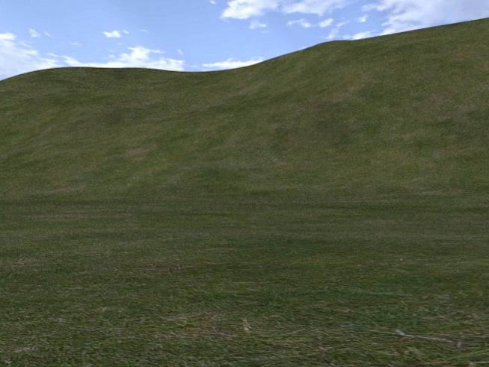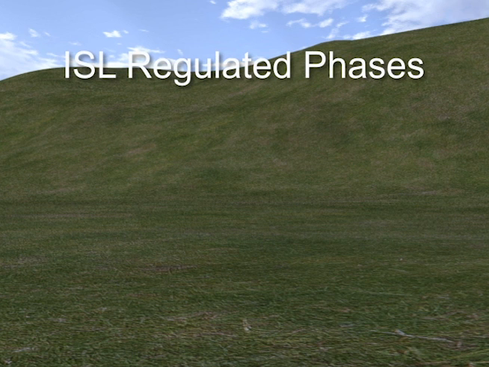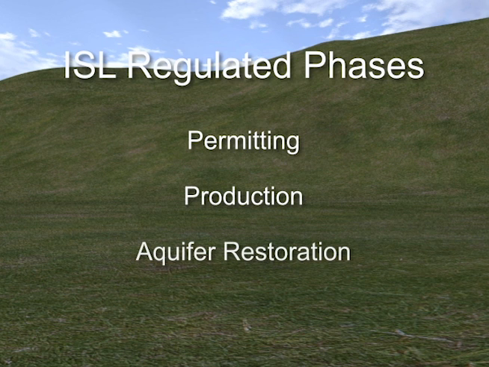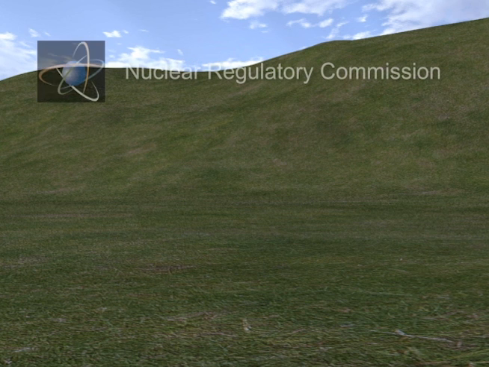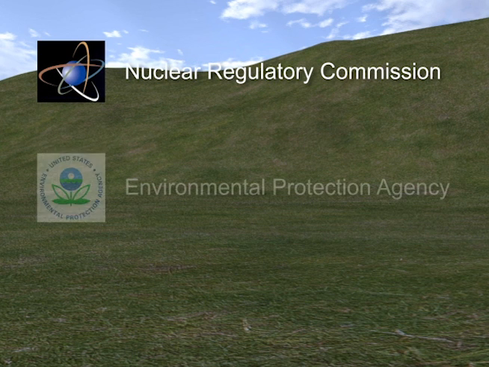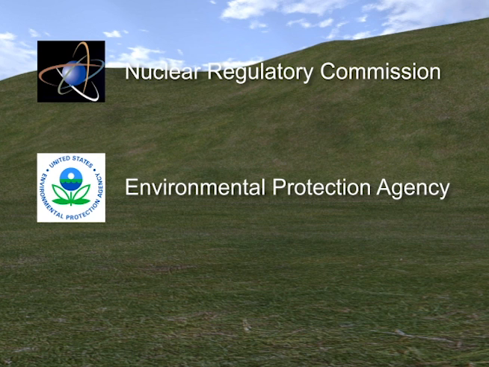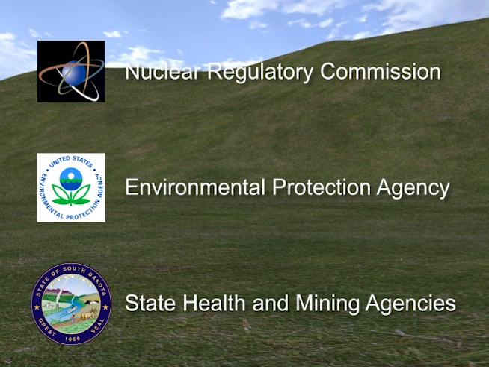ISL uranium mining is a highly regulated activity through all phases including permitting, production, aquifer restoration, and ultimately closure. These activities are regulated by several governmental agencies, including the Nuclear Regulatory Commission, the U.S. Environmental Protection Agency, and state and local environmental and public health agencies. Permitting of an ISL mine requires a thorough assessment of potential environmental impacts at all stages of the mine operation and is open to public review and comment.